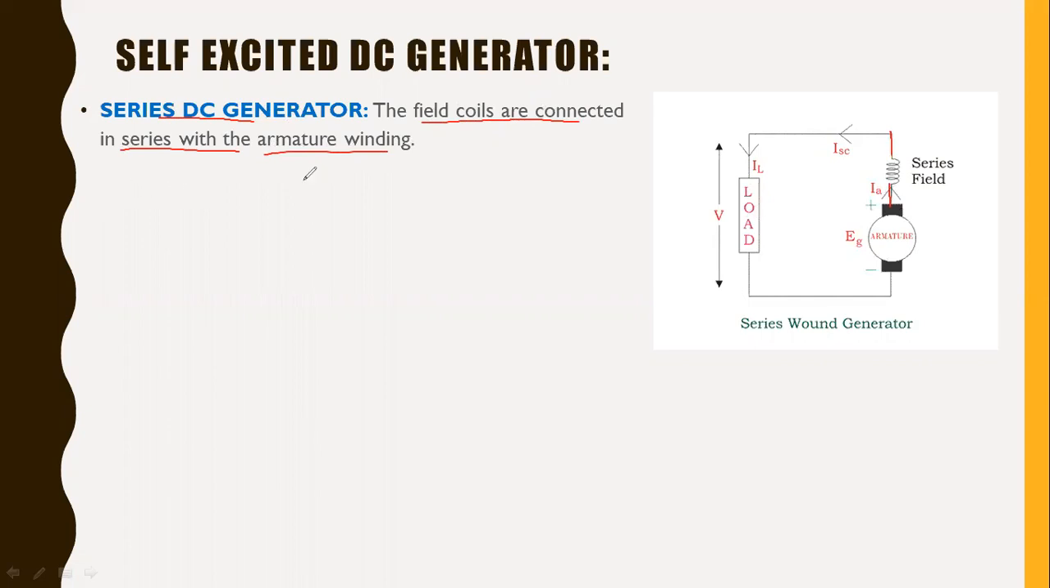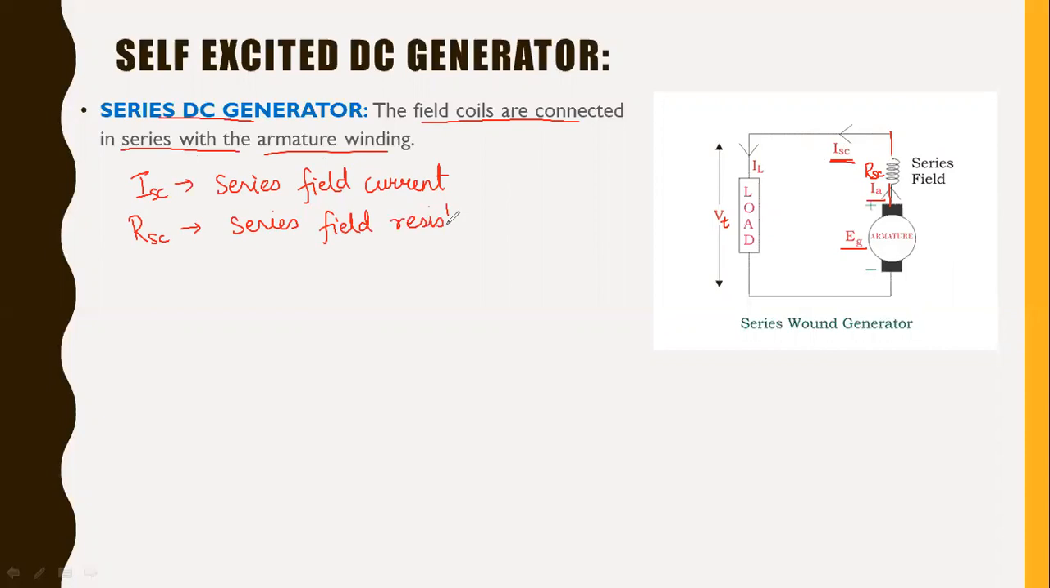Here the same notations apply. IA is the armature current, EG is the generated voltage, VT is the terminal voltage, IL is the load current, and ISC is the series field current. Since the series field is also made up of conductors, it will also have a resistance called RSC, the series field resistance. So these are the 2 different notations; the rest is the same.